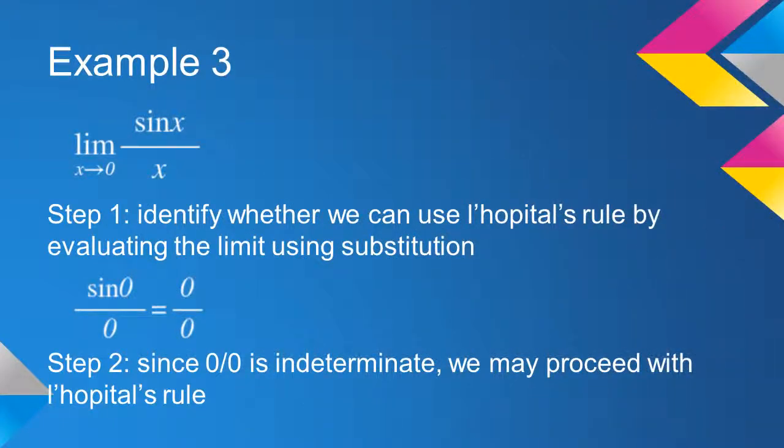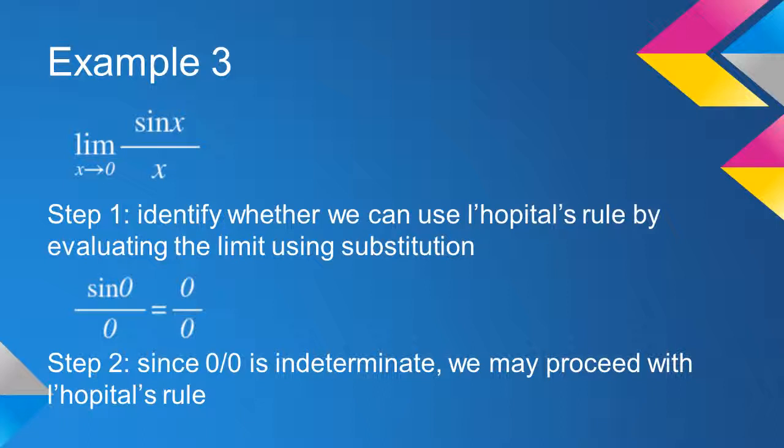Alright, our third example is the limit as x approaches 0 of sine x over x. Our first step is to identify whether we can use L'Hopital's rule yet again. And so we just substitute 0 into sine x over x, and that simplifies to 0 over 0. Since 0 over 0 is indeterminate, we may proceed with L'Hopital's rule.